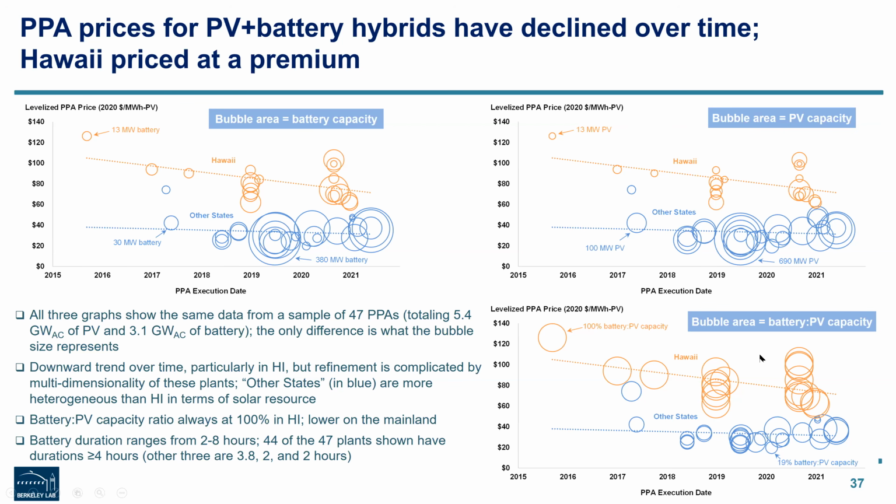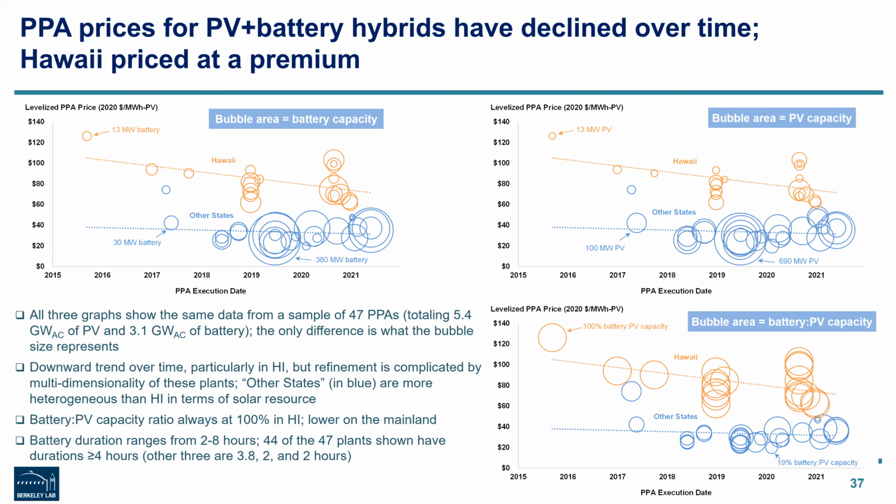I'm just going to focus on the graph in the bottom right and draw out two or three takeaways here. The first thing you'll notice, of course, is that Hawaii is priced at a pretty significant premium to the lower 48 states. And that could, of course, reflect the fact that Hawaii is a remote island community where things obviously cost a little bit more than they do here on the mainland.